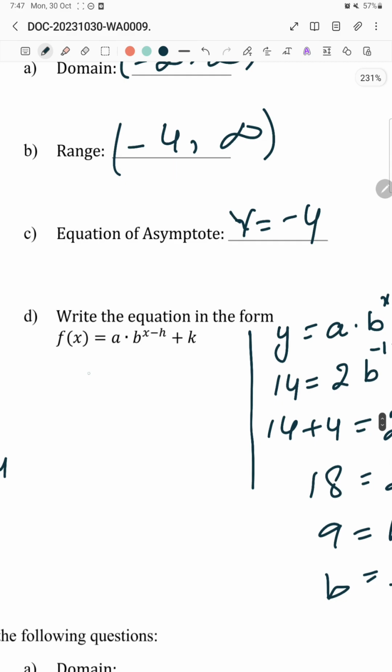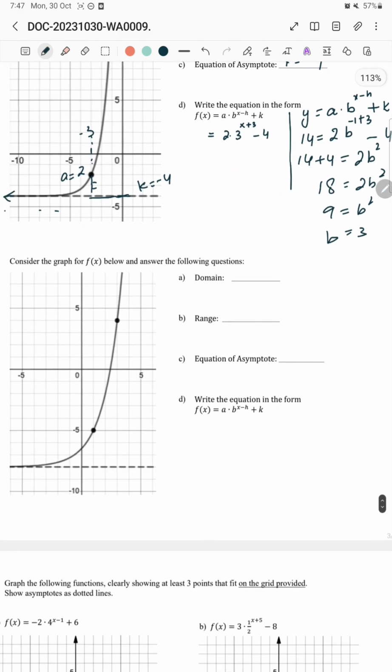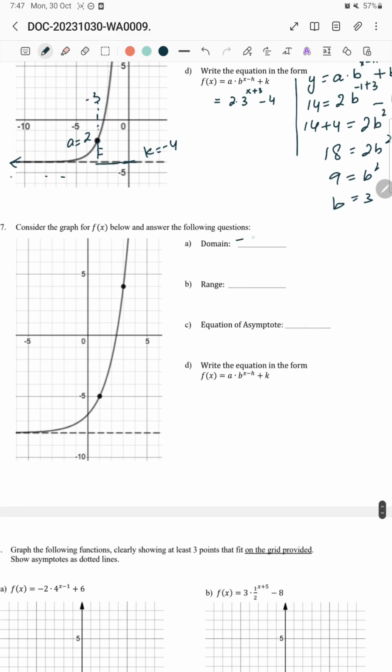So the domain of the graph is -infinity to +infinity. The range of the graph starts from -4, towards +infinity. The equation of the asymptote is y is equal to -8.